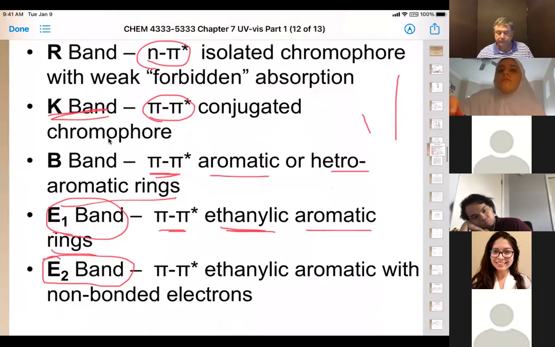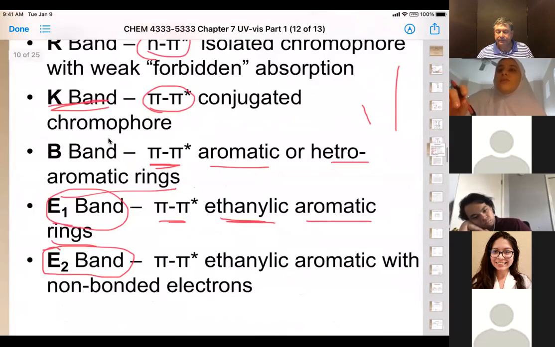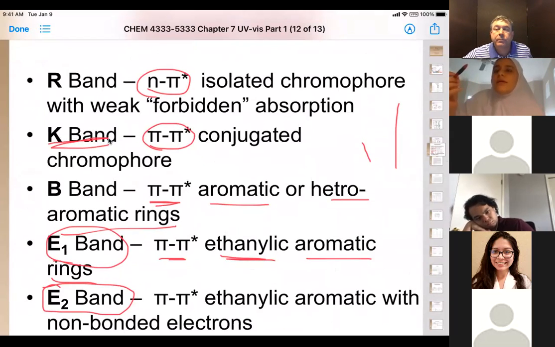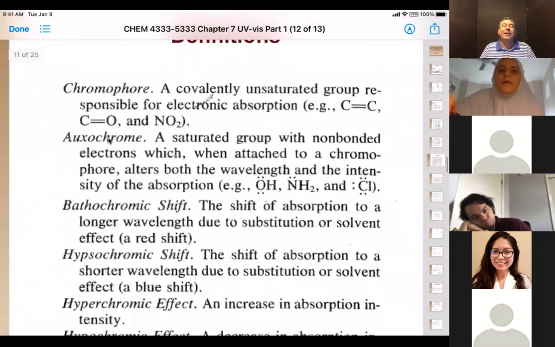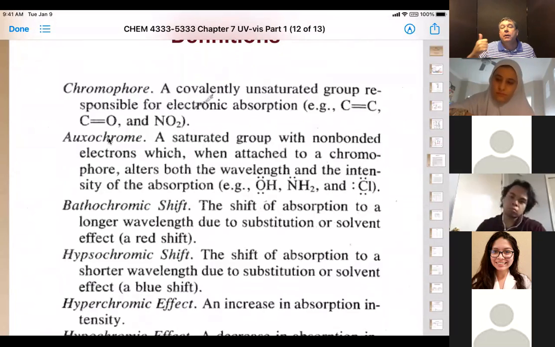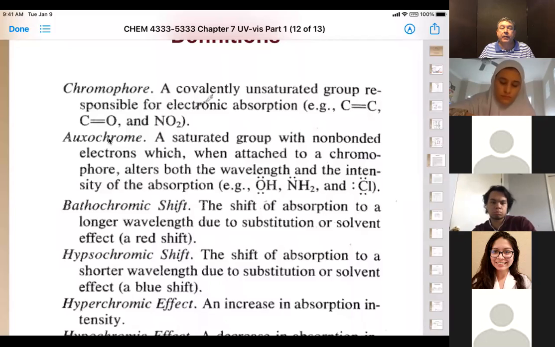Okay, so last question. There is a word, isolated chromophore. The chromophore, I am confused with this term. Oh, that's a great lead in because that's on the next page. A chromophore is any covalently unsaturated group that's responsible for an electronic absorption. Carbon-carbon double bond, carbon-oxygen double bond, the nitrogen-oxygen double bond in the nitro group. So it's anything with a double bond in it and covalently bound.